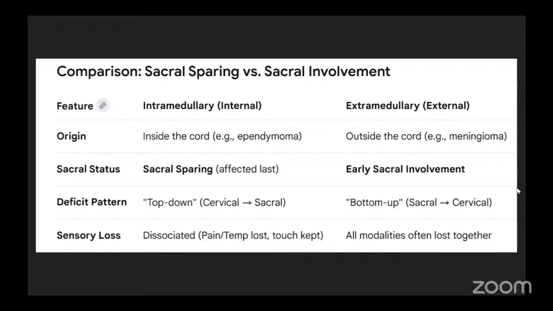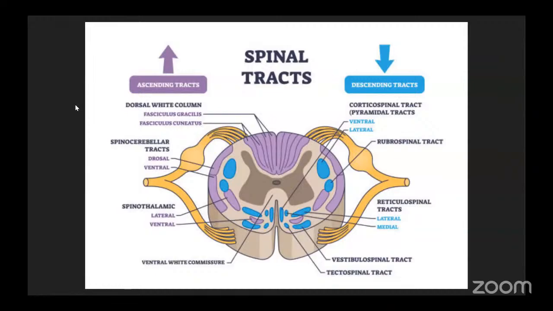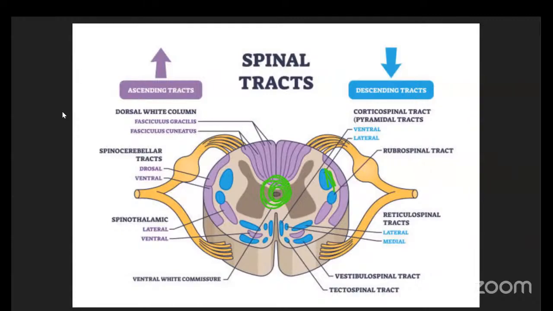Okay, so this is a comparison of the sacral sparing versus the sacral involvement in the intramedullary and the extramedullary lesions. I think we have gone into detail on the image, and I do not need to go into as much detail. It stays the same. The sacral fibers are somewhere around here. So when a lesion is growing here, it's going to take a lot of time to reach the sacral fibers. Hence, the involvement of the sacral region is going to be pretty late. Whereas when a lesion is growing on the periphery, for example, an intradural extramedullary lesion, then it's going to involve the sacral fibers very early on.